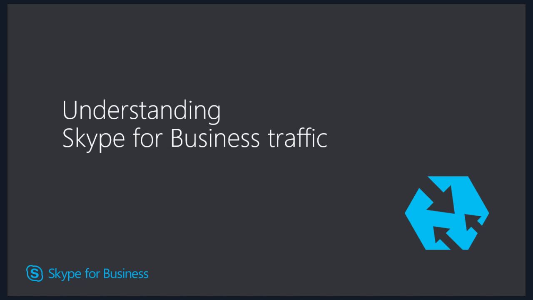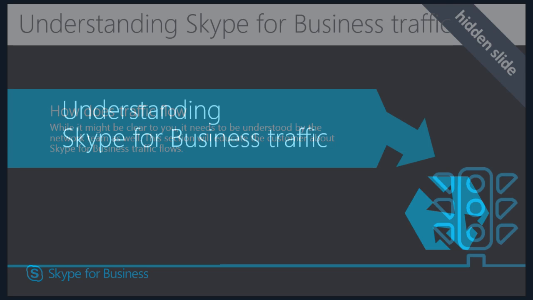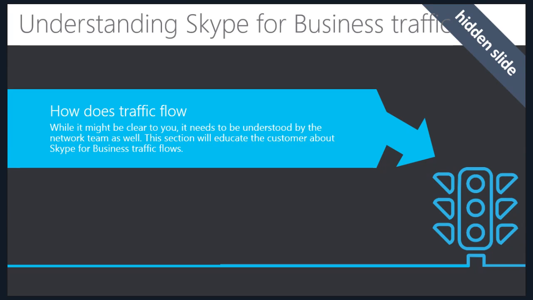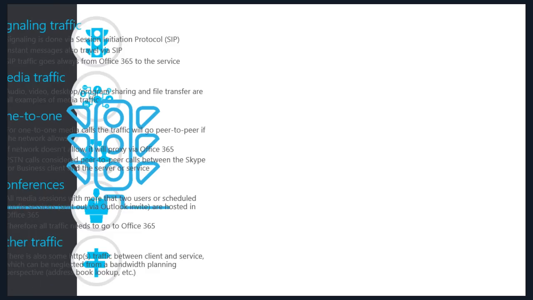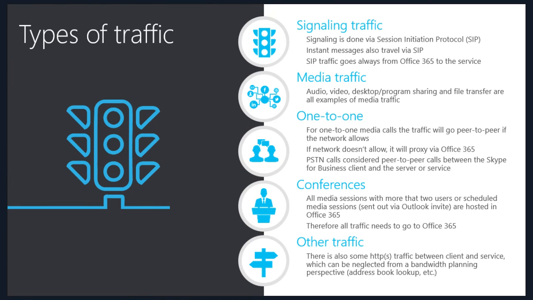Before we can really dive into our recommendations, it's imperative you understand Skype for Business traffic. This is the slide where we explain to the customer how we should help you with this kind of traffic. So what kind of traffic does Skype for Business actually have? We've got signaling, media, one-to-one, conference, and other traffic. This is the point where we walk the customer through each type of traffic.